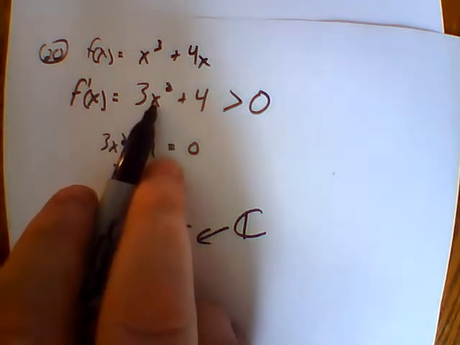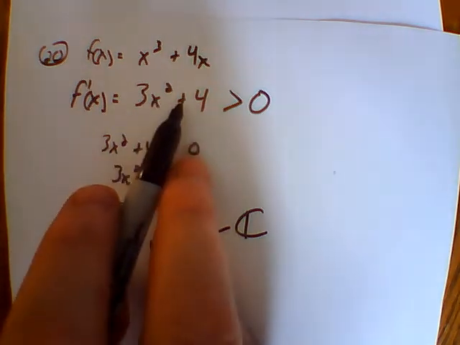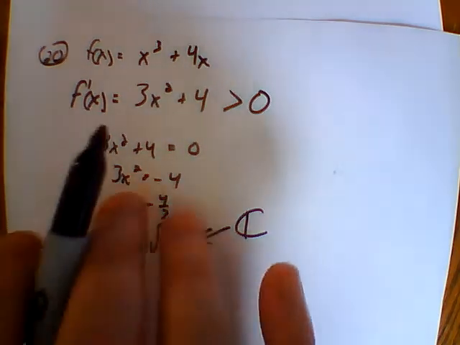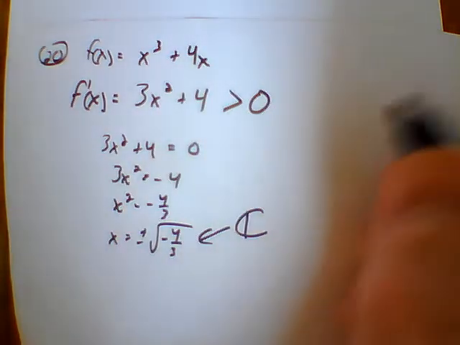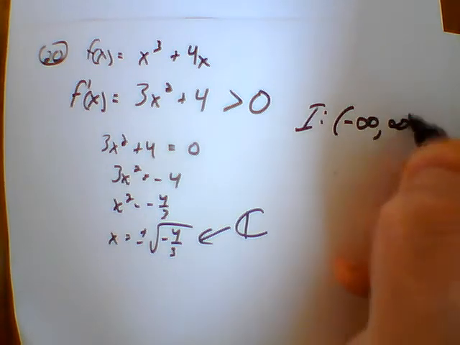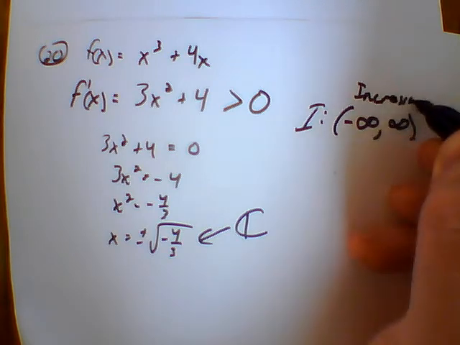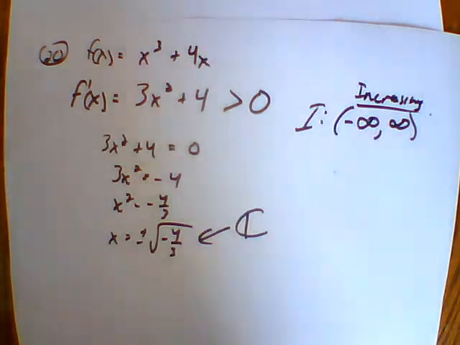Because once again, whatever number we put in here for x, it's going to be turning positive, and then we're going to multiply by 3 and then add 4. So it doesn't matter if it's negative or positive. We see that the slope of this graph is always going to be positive. So because the slope is always positive, our interval from negative infinity to infinity is always increasing. Okay, so we have our increasing interval from negative infinity to infinity.